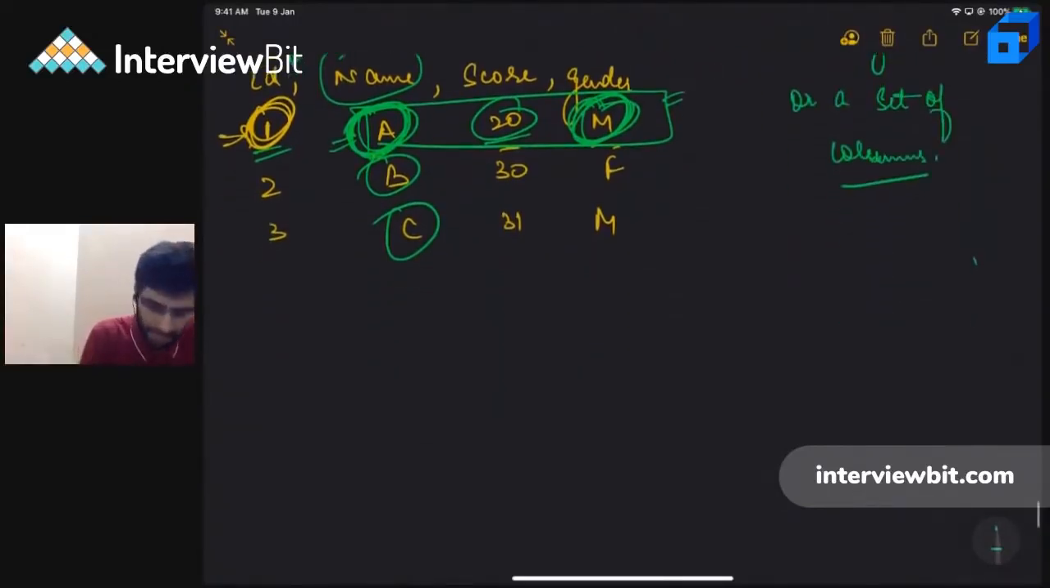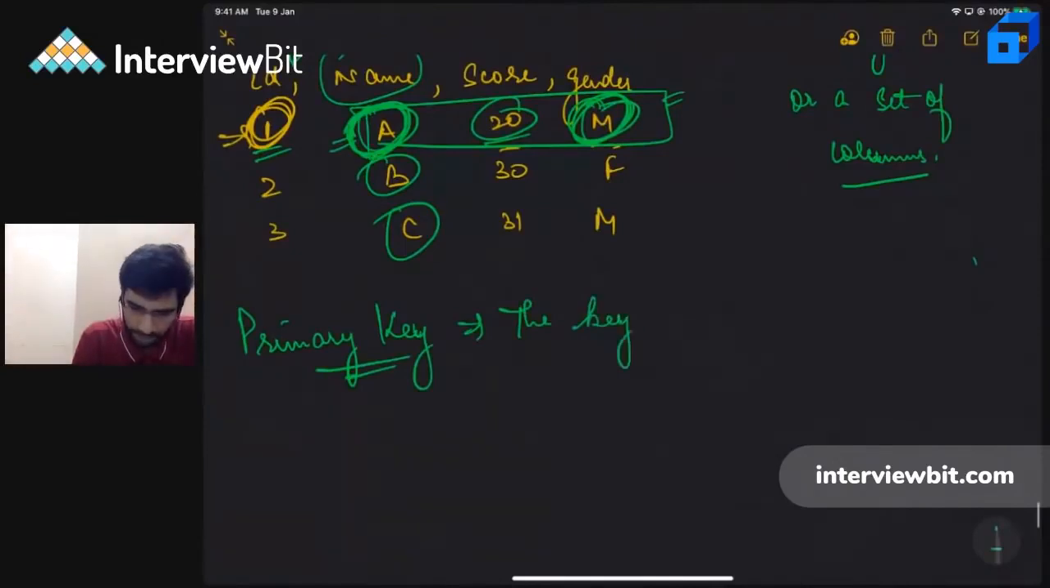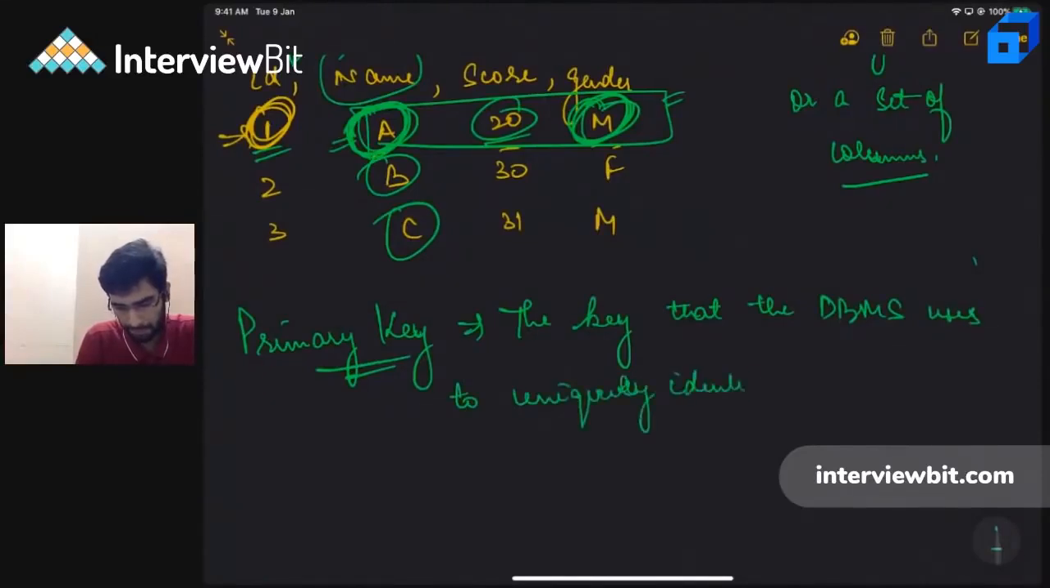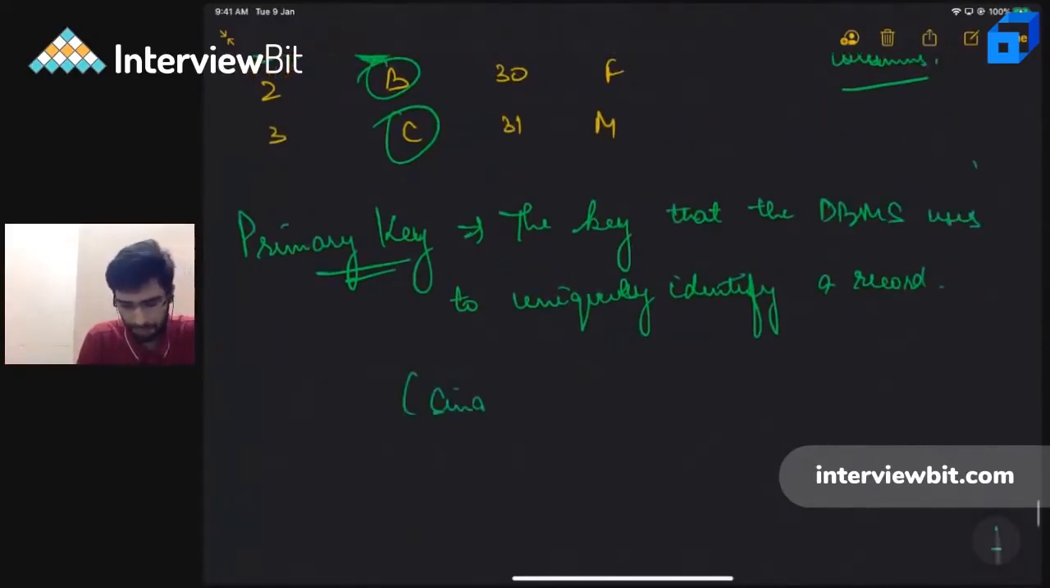What is a primary key then? Primary key is the key that the DBMS uses to uniquely identify a record. Okay. It can also be a single column, or it can be a group of columns.